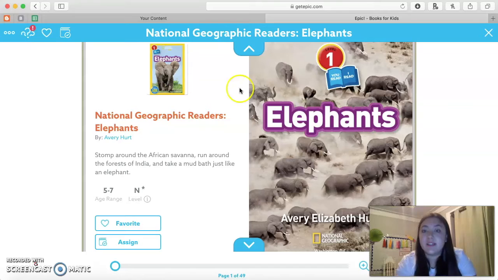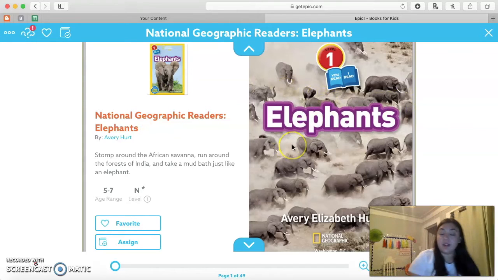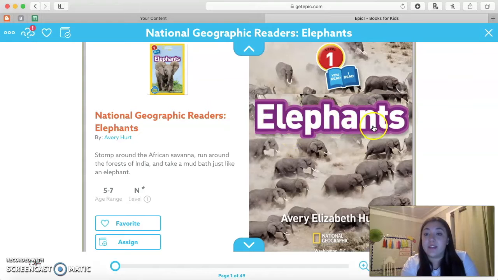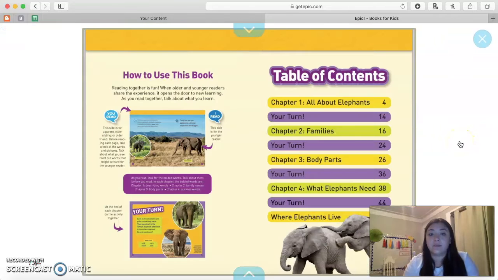And so this gives me the title of the book. That's a non-fiction text feature. So a title gives the reader an idea of what the book is going to be about. So I read that the title is Elephants, so I know this book is going to be about elephants.